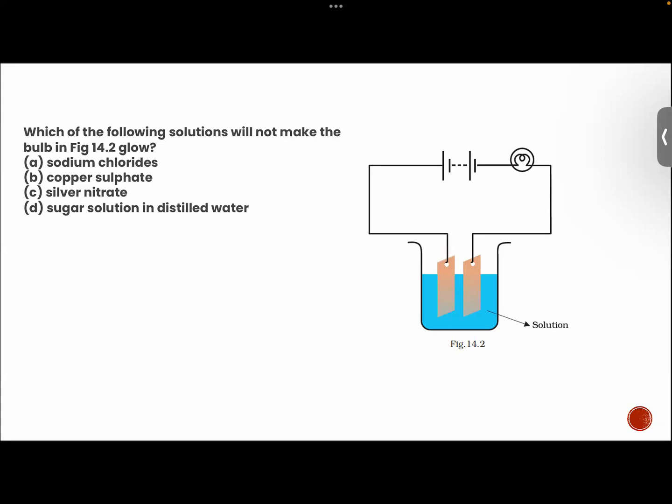Khadija, you also answer this question. You have sodium chloride. Sodium chloride is basically the common salt, no? NaCl, the common salt that we consume at home. Copper sulfate is CuSO4. Silver nitrate is AgNO3, that is silver nitrate. So sugar solution, industrial water, which one?